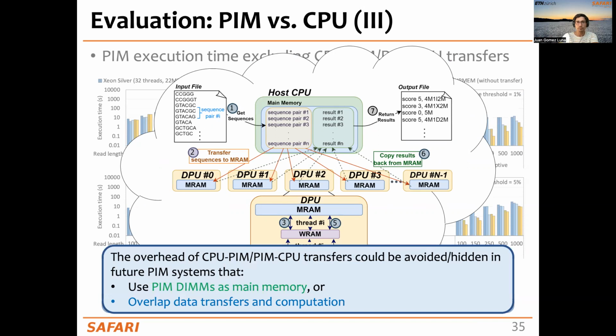In the future, we could expect PIM systems that can either avoid or hide these CPU-PIM and PIM-CPU transfers by either using the PIM DIMMs as main memory or, in the worst case, overlapping data transfers and computation. So even if the PIM-enabled memory needs to be a separate memory from the main memory, hopefully we will be able to overlap the data transfers, the copy from main memory to the PIM-enabled memory, with computation on the PIM cores, and this way hide the overhead of the data transfers.